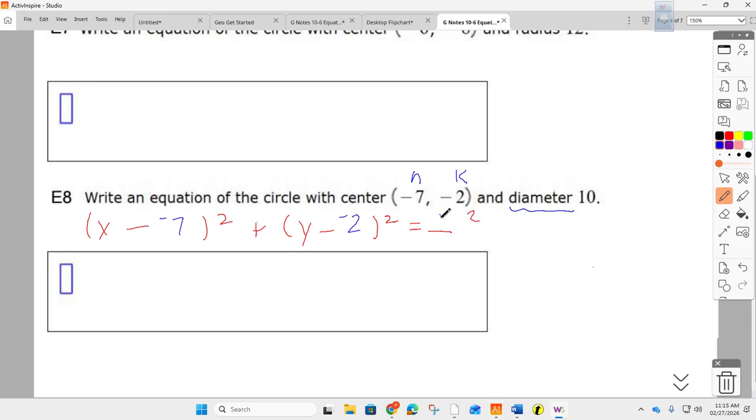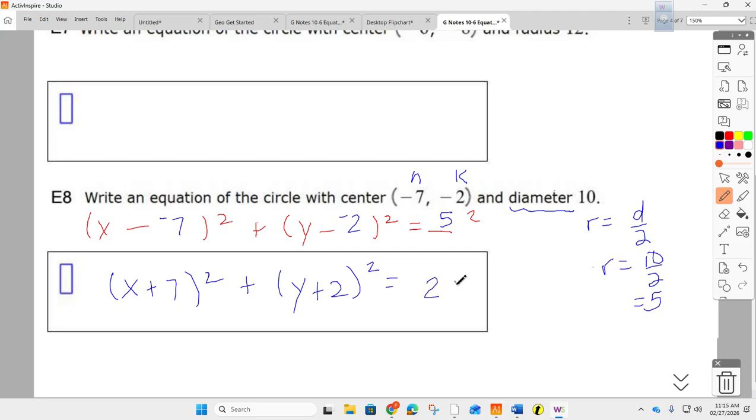So if we know the diameter is 10, can we find the radius? What's the radius? Analia? 5. How do you get that? You divide it by 2. So the radius is the diameter divided by 2. So the radius here is 10 divided by 2, or 5. So now we're going to put 5 in there. And now we're going to simplify, which really just means if it's a minus and negative, we're going to change that to a plus, and we're going to square the radius. So our final answer is x plus 7 all squared plus y plus 2 all squared equals 25.